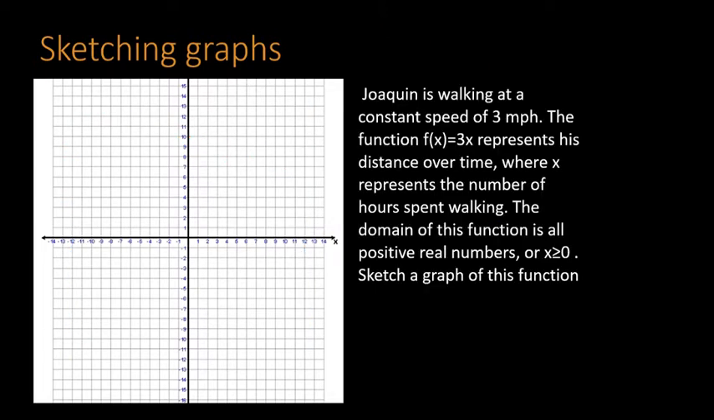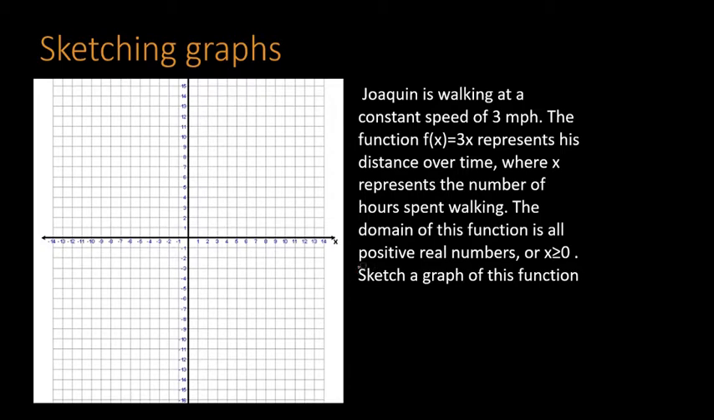Let's do one last example. Joaquin is walking at a constant speed of 3 miles per hour. The function f of x equals 3x represents his distance over time, where x represents the number of hours spent walking. The domain of this function is all positive real numbers, or x greater than or equal to 0. Sketch a graph of this function.